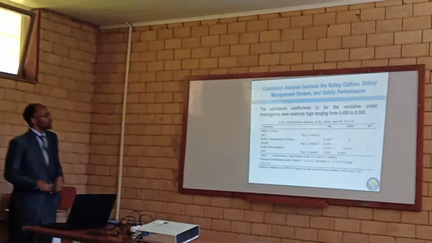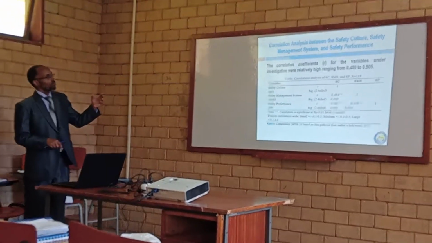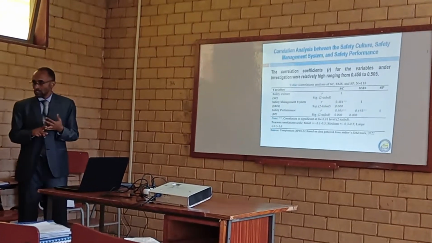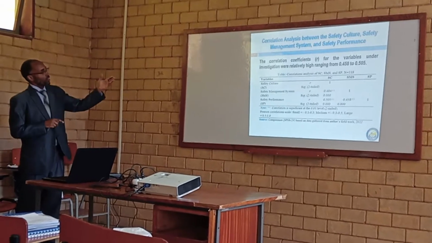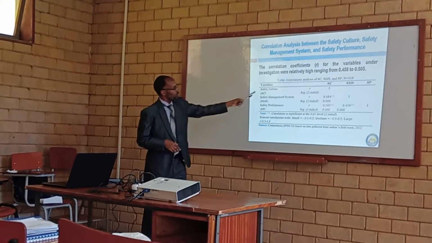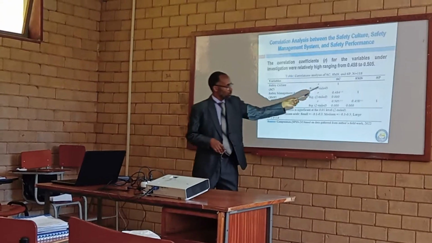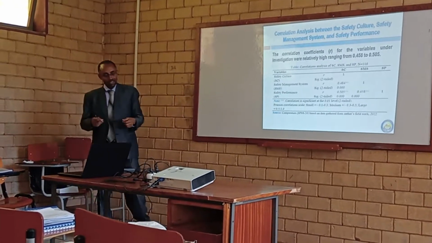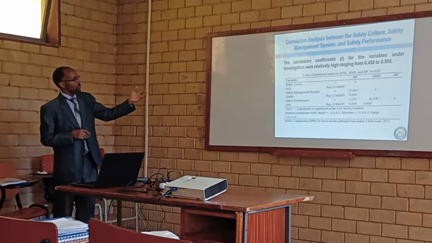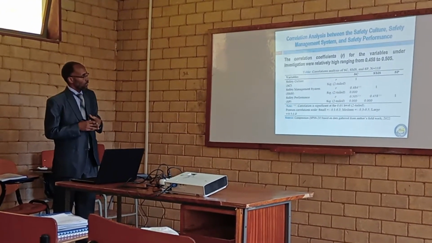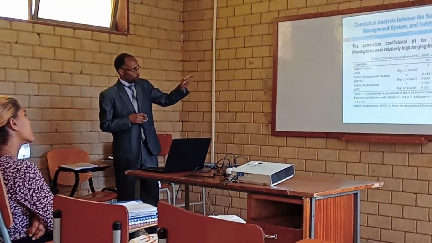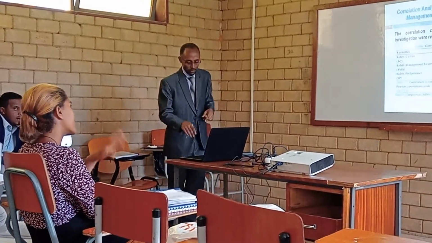And correlation, as we see here, the correlation coefficients for my study variables under investigation, that is safety culture, safety management system, and safety performance, were relatively high, ranging from 0.458 to 0.505. For safety culture, we see the correlation coefficient 0.484, so it has a positive and moderate correlation with safety performance, and that of safety management system is 0.505. That's a high correlation, and that of safety performance, I mean 0.458.